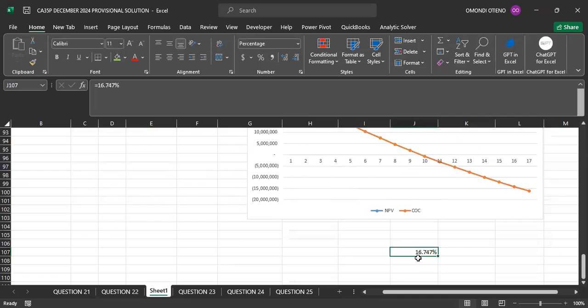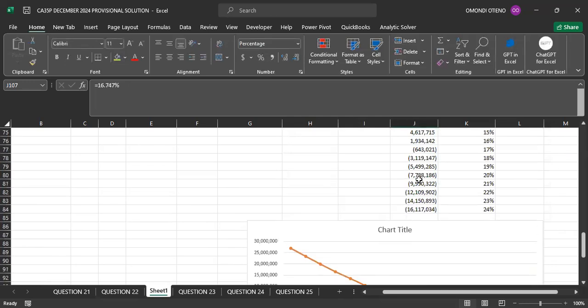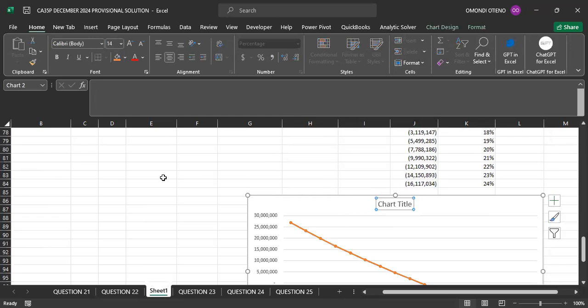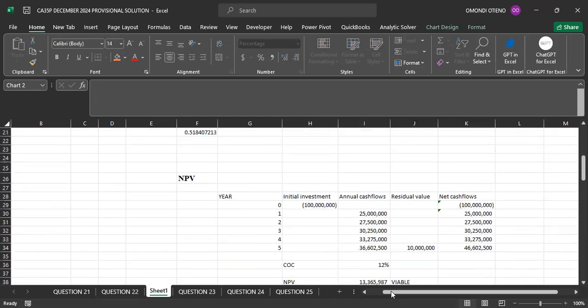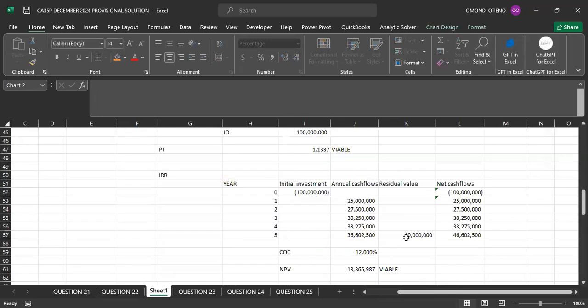Basically, the examiner wanted you to arrive at this, but now you have to present it in a graph. So the first thing that you're supposed to do is to have the figures down here. You interchange them, then you draw the chart. What are you drawing here? You are drawing a line graph.